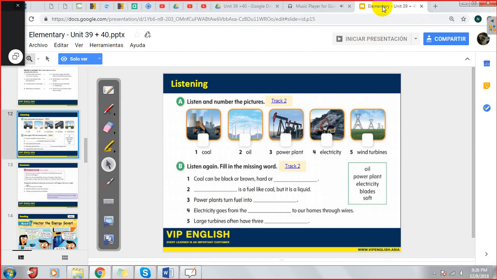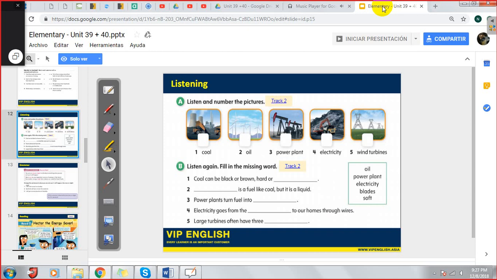Page 94. Listening. A. Listen and number the pictures. 1, There are many different types of coal. Coal can be black or brown, hard or soft. We take it from the ground and use it as fuel in power plants. People use coal all over the world.